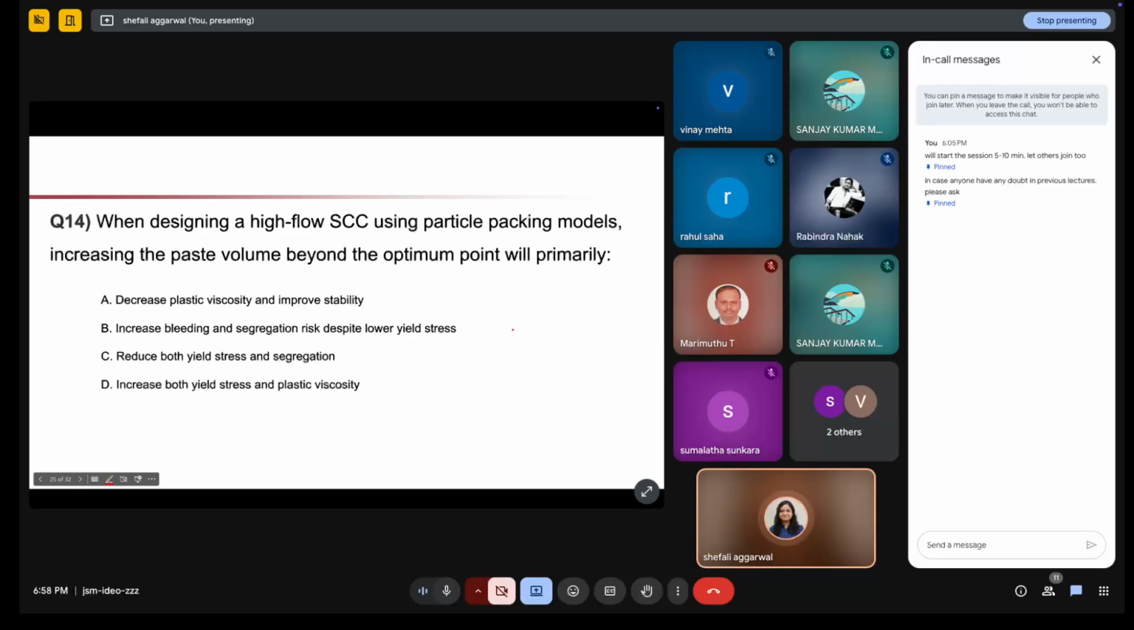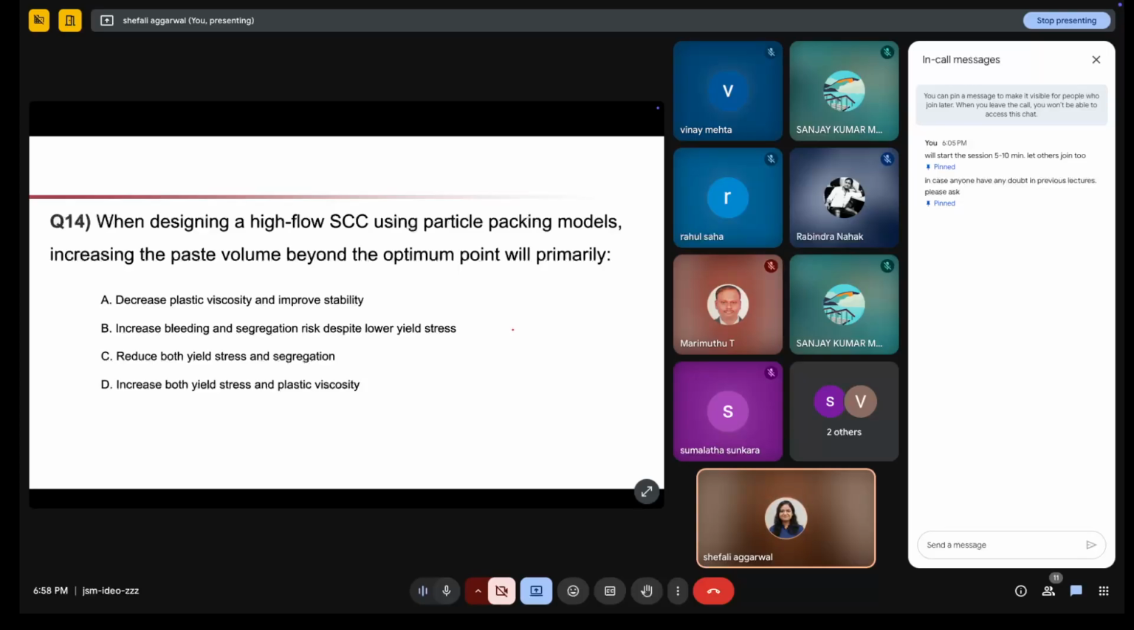Next question is, when designing a high flow SCC using particle packing models, increasing the paste volume beyond the optimum point will primarily decrease plastic viscosity, improve stability, increase bleeding and segregation risk despite low yield stress, reduce yield stress as well as segregation, or increase yield stress and plastic viscosity.